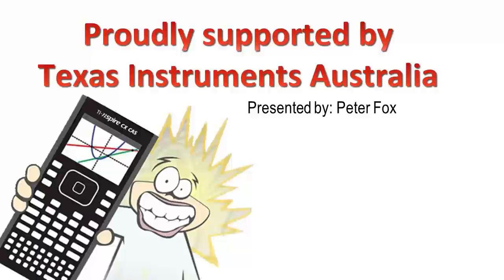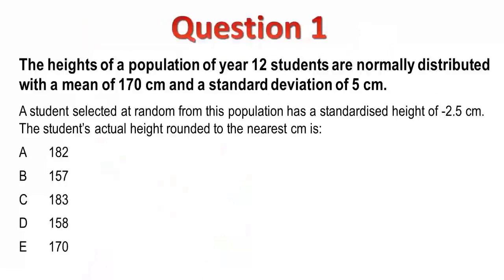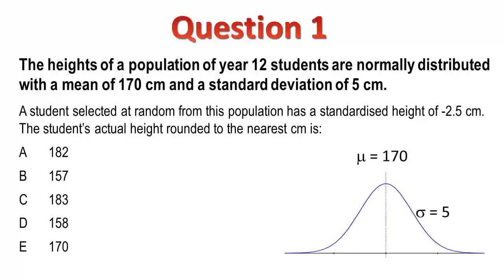So let's get started. Question 1. The heights of a population of Year 12 students is normally distributed with a mean of 170 centimetres and a standard deviation of 5. A student selected at random from this population has a standardised height of negative 2.5.